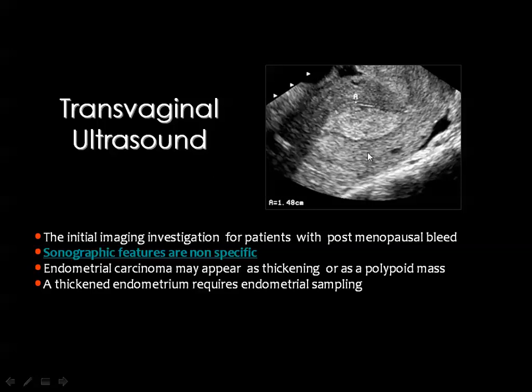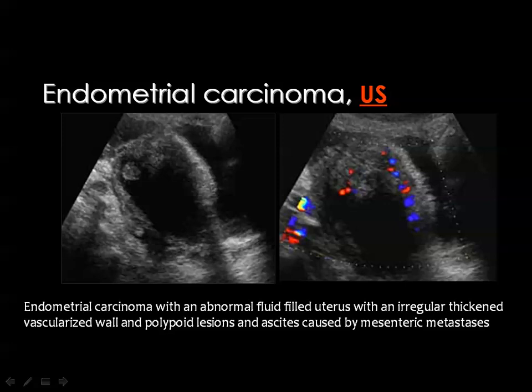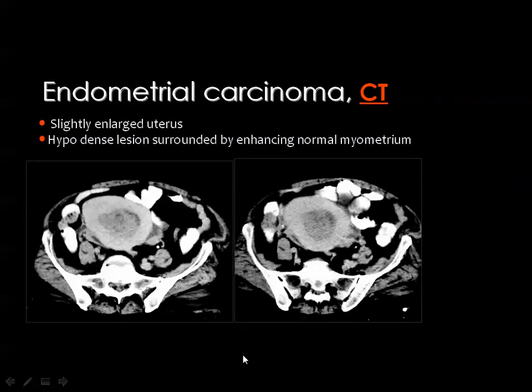there may be an endometrial mass projecting inside the uterine lumen. It is also said in the literature that the cutoff value for accepted endometrial thickening is 5 millimeters, considering that the patient is asymptomatic, postmenopausal, and is not receiving tamoxifen. And this is the appearance of the endometrial carcinoma by ultrasound and Doppler. You see a globular or lobulated mass projecting inside the uterine lumen with some vascularity on Doppler scanning.